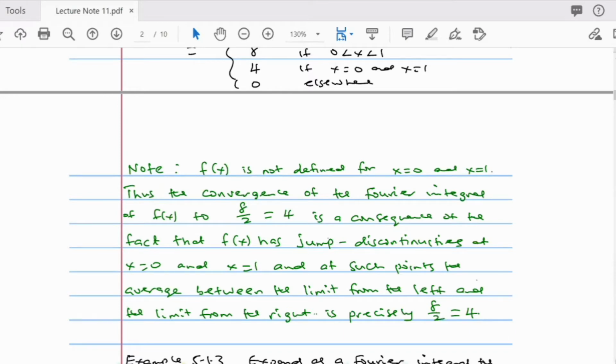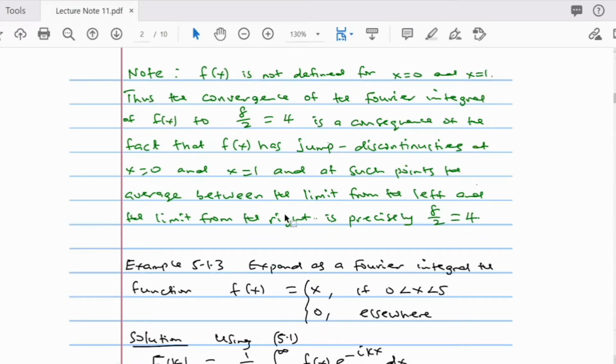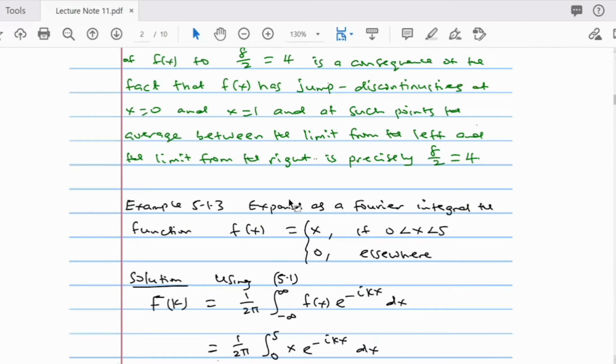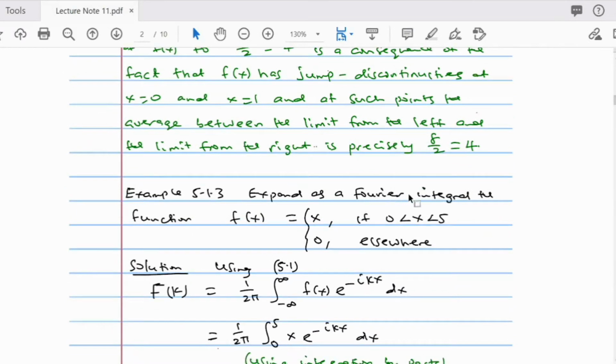Okay. Now let's take another example. We want to expand as a Fourier integral this function. f of x is x in between 0 and 5 and 0 elsewhere. So I always have my f of x defined this way to make life easy for you, so that your integration will be very easy.